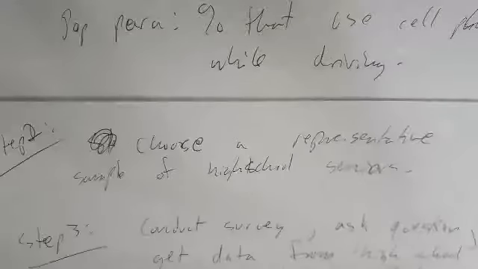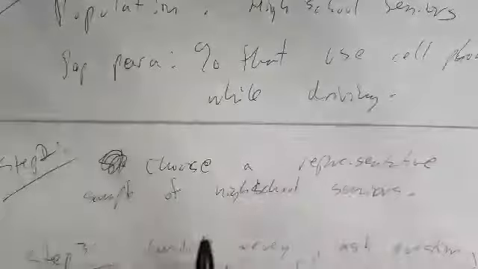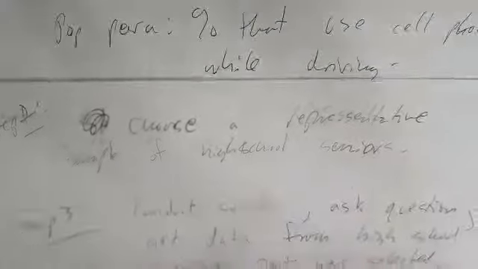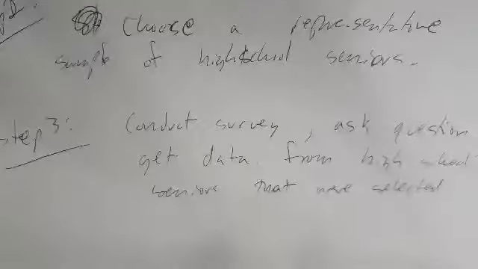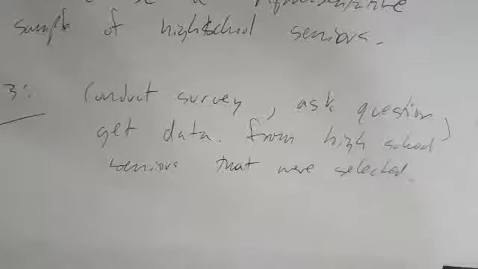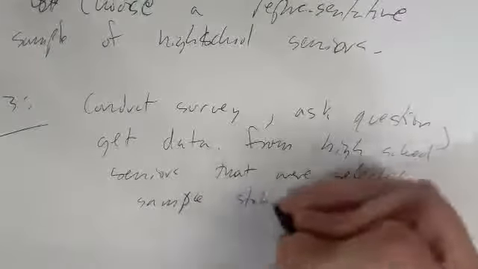So the population parameter is the number or the data that we want on the population. The sample is this subset that we're picking from there. So we pick a subset, we conduct a survey, and we get the data from the high school seniors that we selected. You're getting the sample statistic here, right? This is the step to getting your sample statistic.